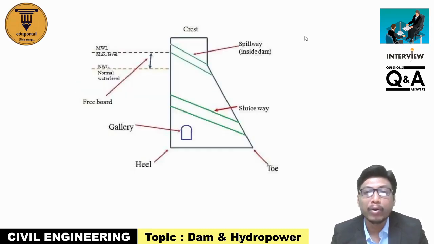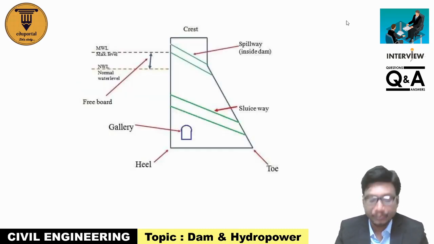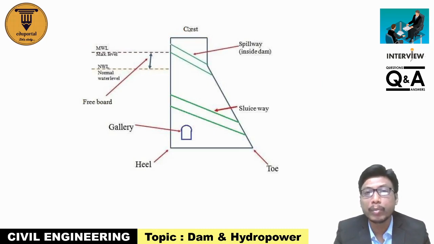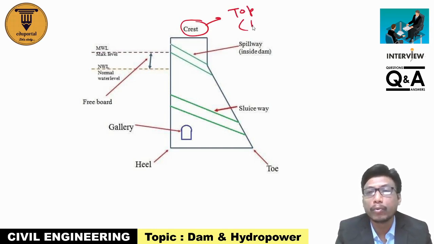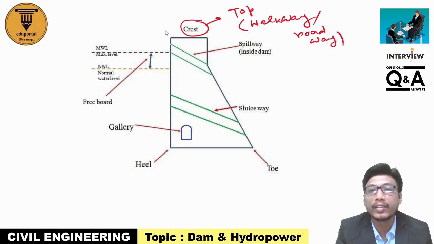Now this is a section of a dam. Now you must know some terminologies. First of all, crest. What is crest? It is the top portion of the dam, and it is used as a walkway or roadway over the dam. So this is the crest, that is the top portion of the dam.